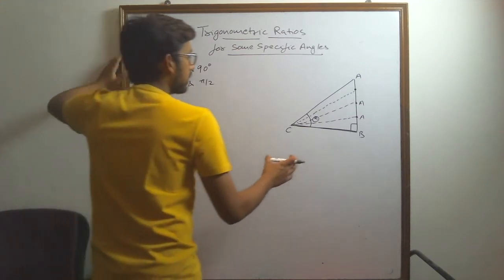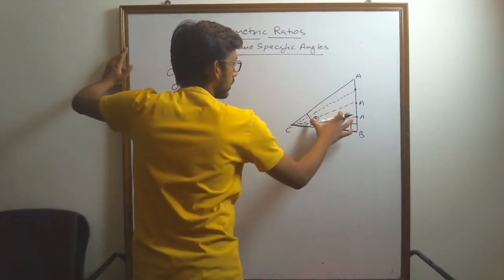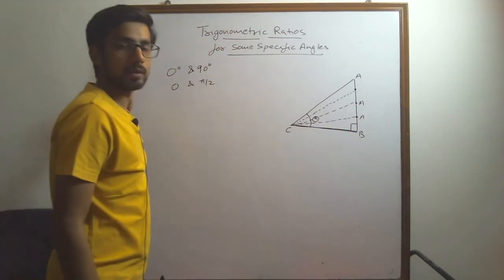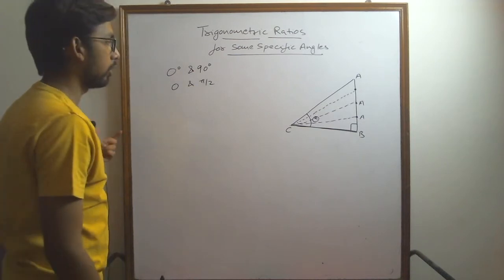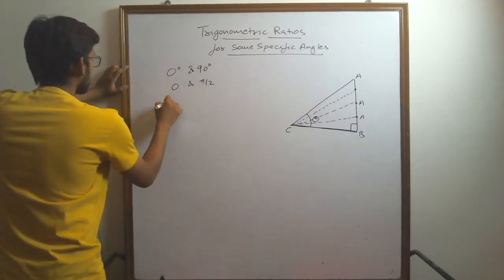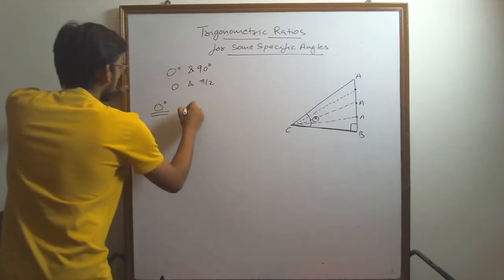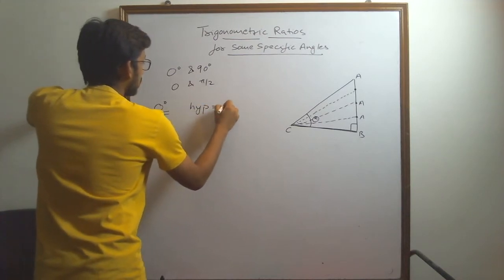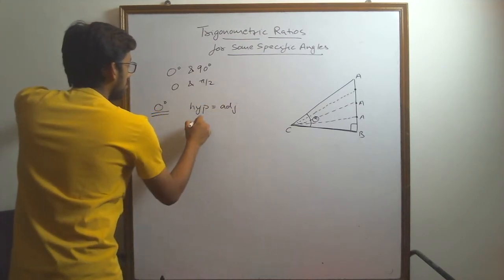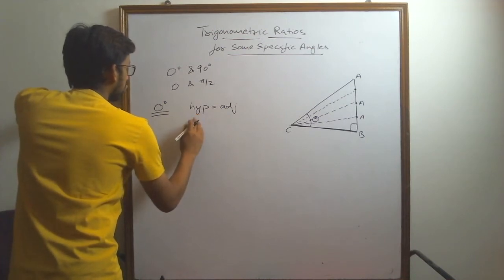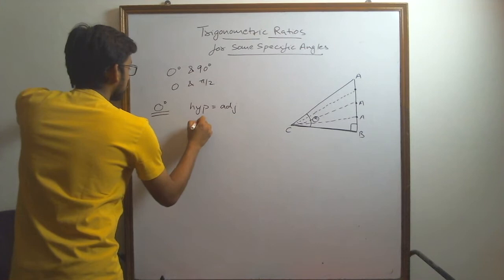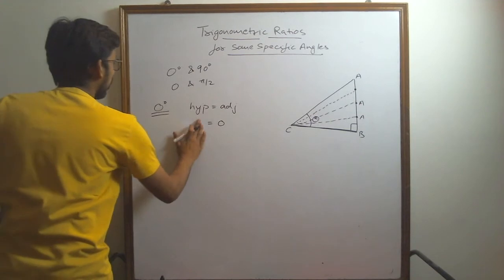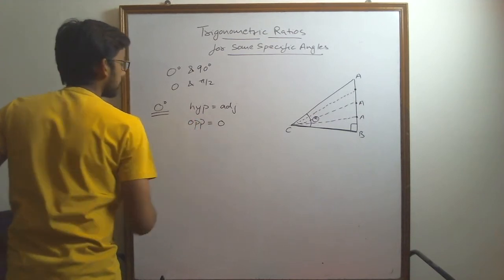So in that case AC, which is actually the hypotenuse, becomes equal to the adjacent side and the opposite becomes 0 length. So for the case of 0 degrees, the hypotenuse becomes equal to the adjacent in the triangle and the opposite becomes equal to 0. Sorry, the opposite, we will be using opposite.